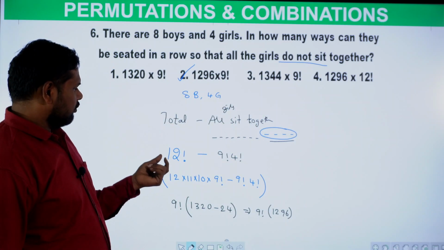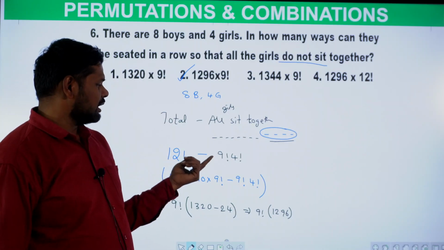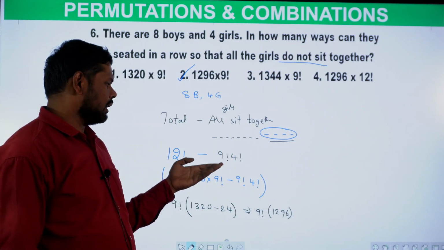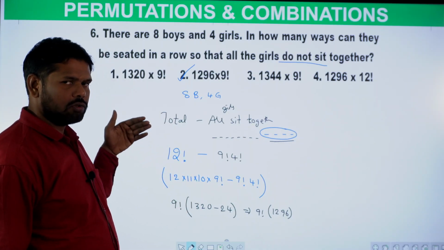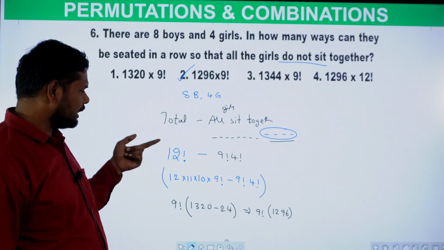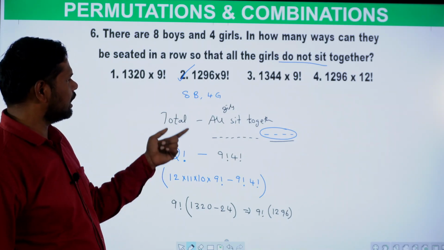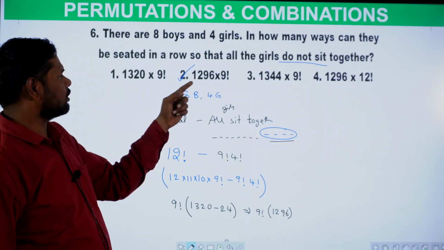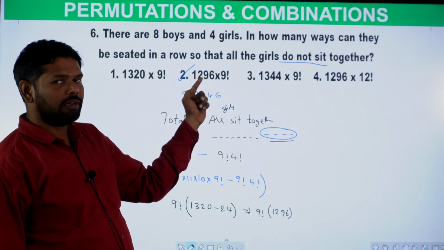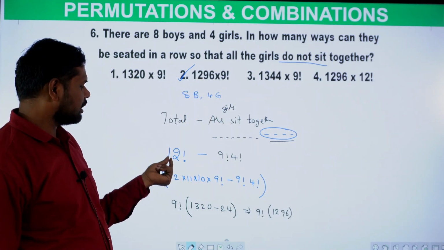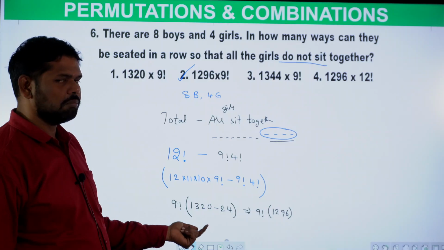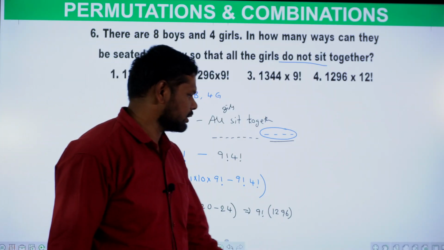So for this, 12 factorial minus 9 factorial into 4 factorial, up to now very easy after discussing so much of the concept. Then again this simplification is the matter. They are given in 9 factorials. 3 options are 9 factorial. That's why I convert this 12 factorial into 9 factorial, then simplify like this. Next one.